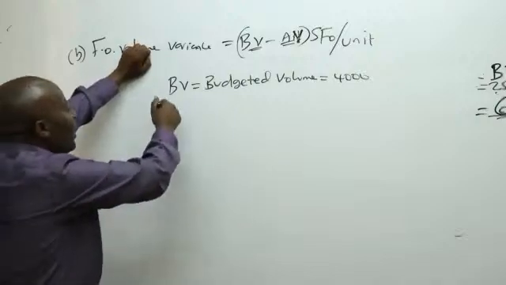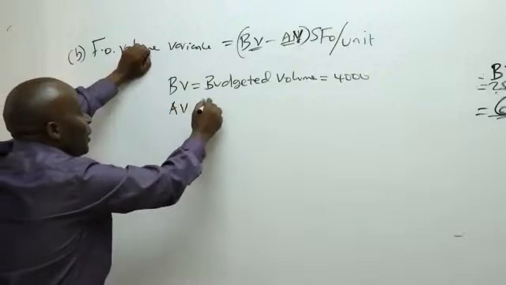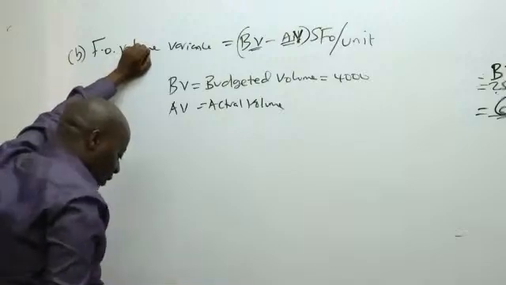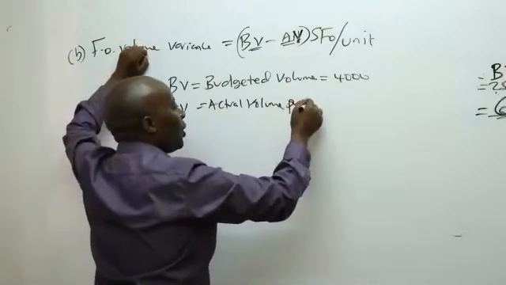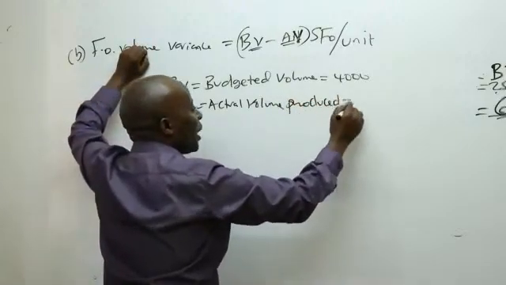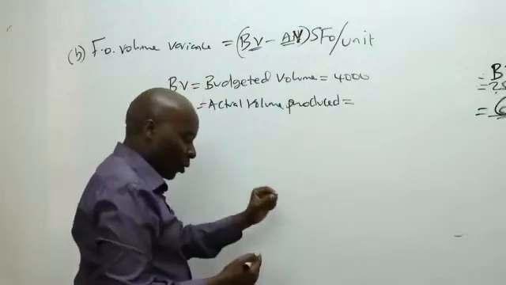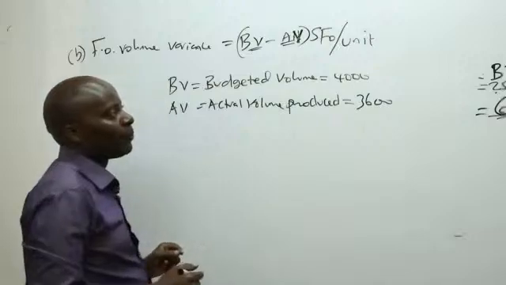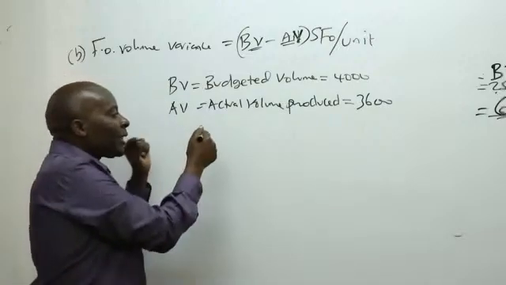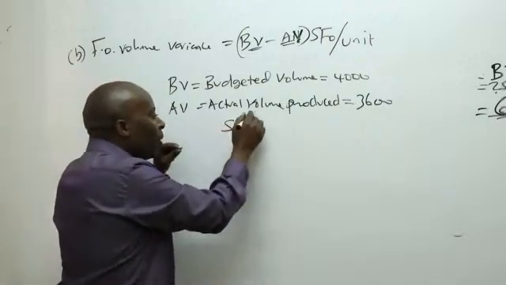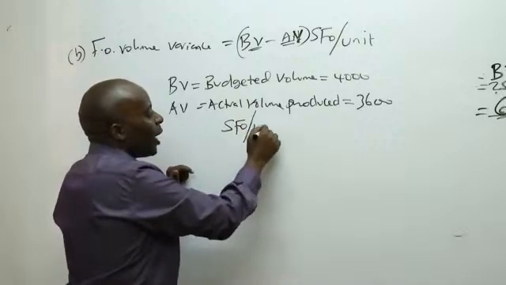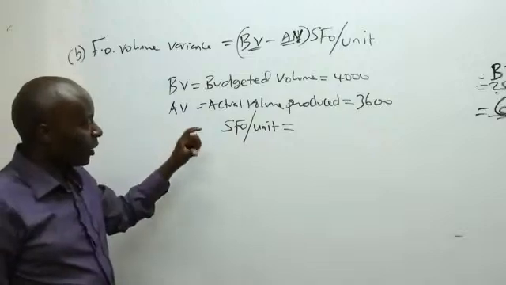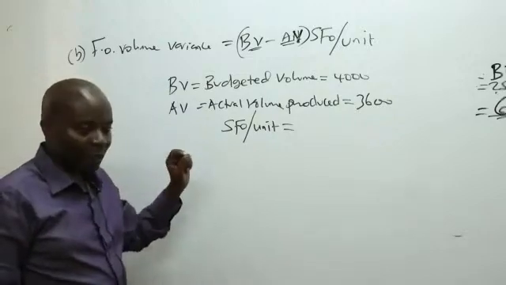And then we have the actual volume, the actual volume produced. If I'm not wrong, we produced 3,600 benches. How about from the standard cost card? How about the standard fixed overheads for our whole unit? Could you kindly give me this figure?